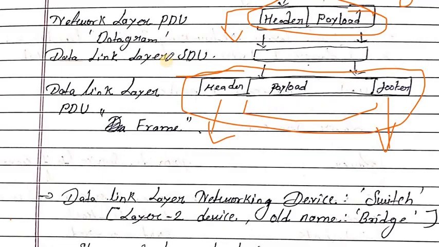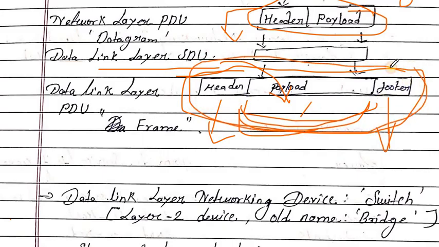In the payload, it fills the data link layer SDU, or the network layer's PDU. Here the payload is filled with the network layer PDU. The network layer's packet is filled in here, with an extra header and footer added. Now this becomes a packet of the data link layer, called a frame.